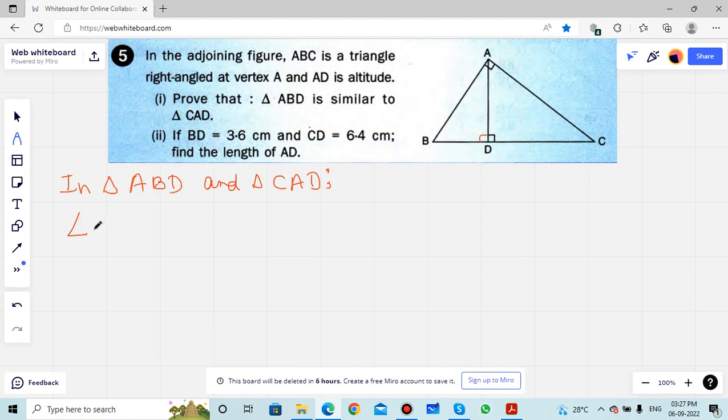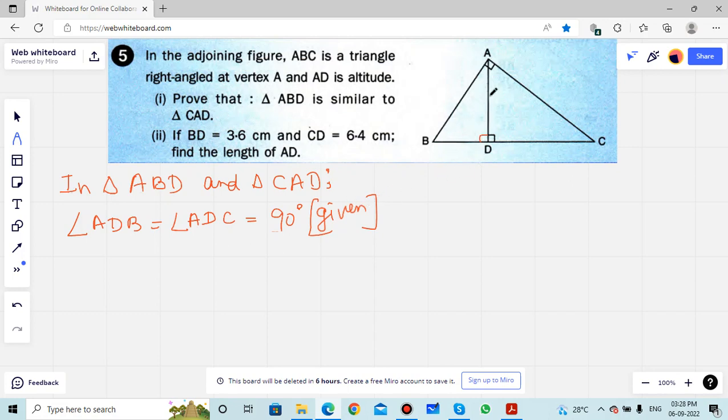Angle ADB is equal to angle ADC, right? Why are they equal? Because those both are perpendicular, so 90 degree. In fact, it's a perpendicular line, so 90 degree, and which is given to you. Now, if I prove one more angle equal, then they are similar. Done. So now let's see.